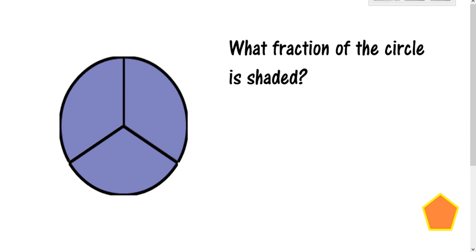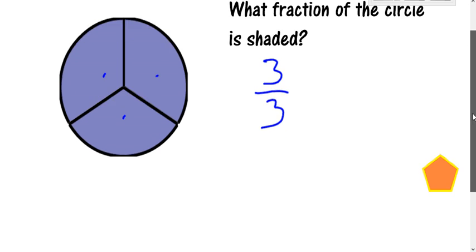All right, so here's the question. It says, what fraction of the circle is shaded? Are you kidding me? I'm not kidding you. I'm telling you to find what fraction of the circle is shaded. Well, I see 1, 2, 3 parts of a circle, and they're all shaded. So 3 out of the 3. Well, that's kind of a strange looking fraction. I agree. That is a strange looking fraction.